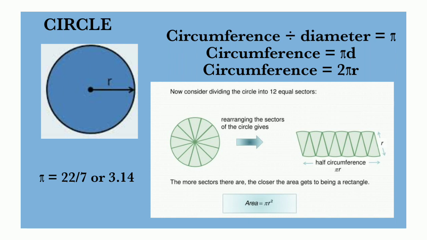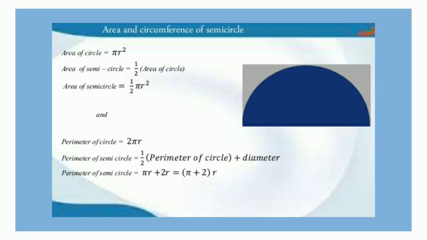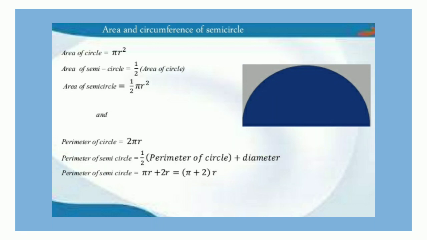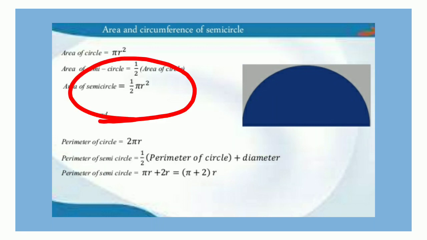Okay. The next one is semicircle. Semicircle, we know, is half of a circle. So the area of a circle means pi r square. Half of pi r square means pi r square by 2. So the area of a semicircle means half pi r square.